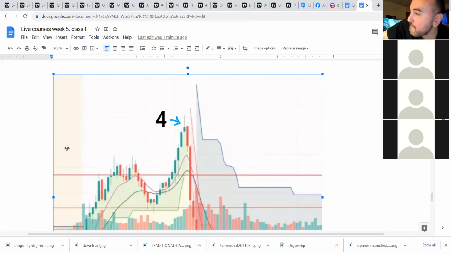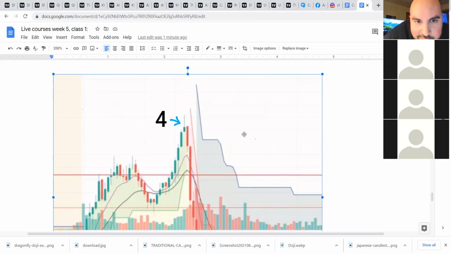What is number 4? Kind of looks like one of the other ones. No, it kind of looks like number 1, right? But maybe the opposite. Yep, inverted hammer. And some of these have different names for the same thing. You'll recognize that too.